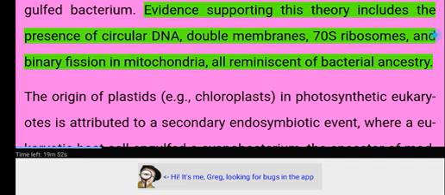Evidence supporting this theory includes the presence of circular DNA, double membranes, 70S ribosomes, and binary fission in mitochondria, all reminiscent of bacterial ancestry.